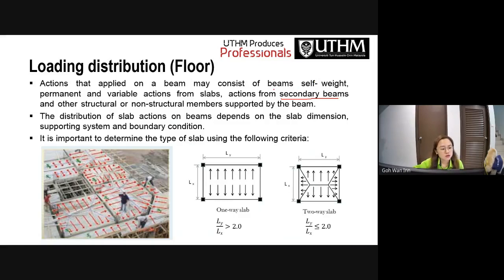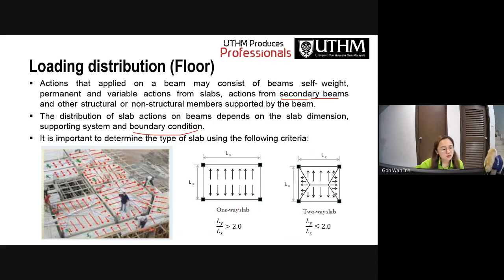Okay, so you will also have a secondary beam for your design, normally at the toilet area, and other structural or non-structural members supported by the beam. The distribution of slab actions on the beam depends on the slab dimensions, supporting system, and boundary condition. Boundary condition is also important. It is important to determine the type of slab using the following criteria.